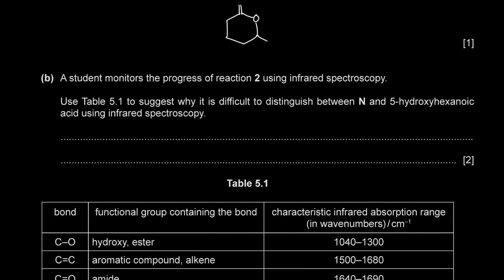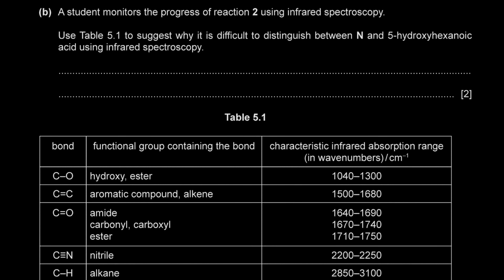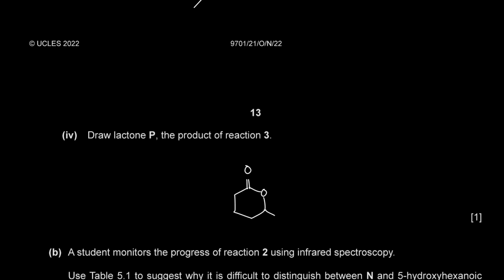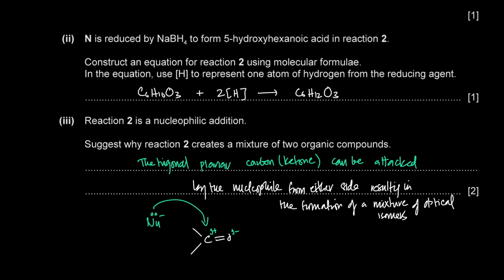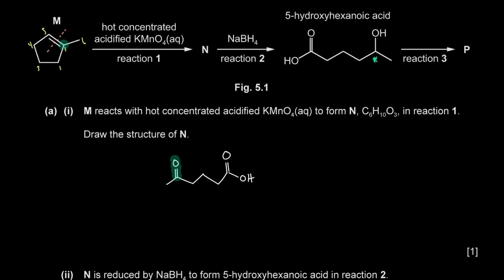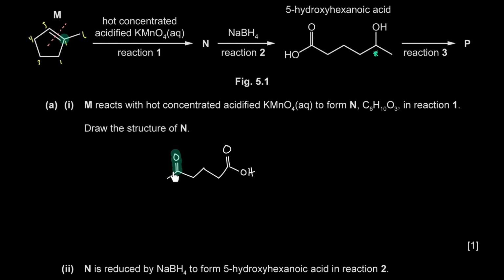A student monitors the progress of reaction 2 using infrared spectroscopy. Use table 5.1 to suggest why it is difficult to distinguish between N and 5-hydroxyhexanoic acid using infrared spectroscopy. So if we look at compound N and 5-hydroxyhexanoic acid, are there any bonds that we can use to differentiate between the two of them?